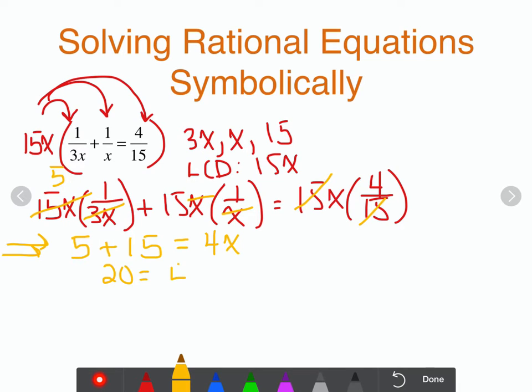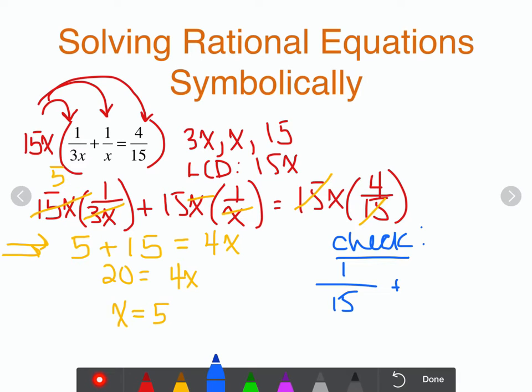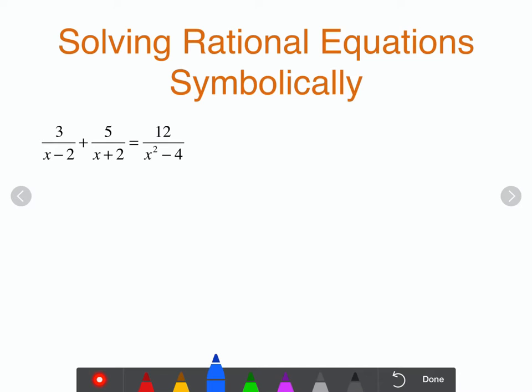Okay, I now have a much simpler equation to solve here. 20 is equal to 4x, so x is equal to 5. Remember, we always want to check for any extraneous solutions, and we always check in the original problem. So 1 over 15 plus 1 over 5 is equal to 4 over 15. 1/15 plus 1/5, which is 3/15, gives me 4/15. That does check.